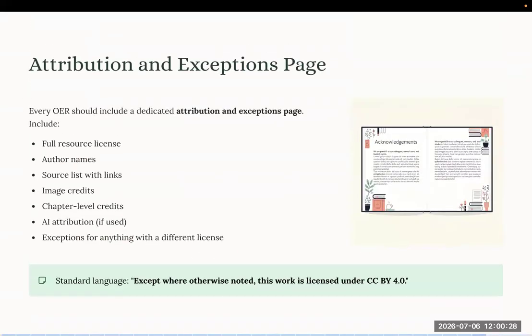Oh, and this is a very, very common one. You'll see this a lot: except where otherwise noted, this work is under, and then you can name something. So if for some reason you are doing license stacking, where you're using public domain images and some AI generated images and some other things, you might want to just put, except where otherwise noted, this work is under, and then list the Creative Commons license you're using.